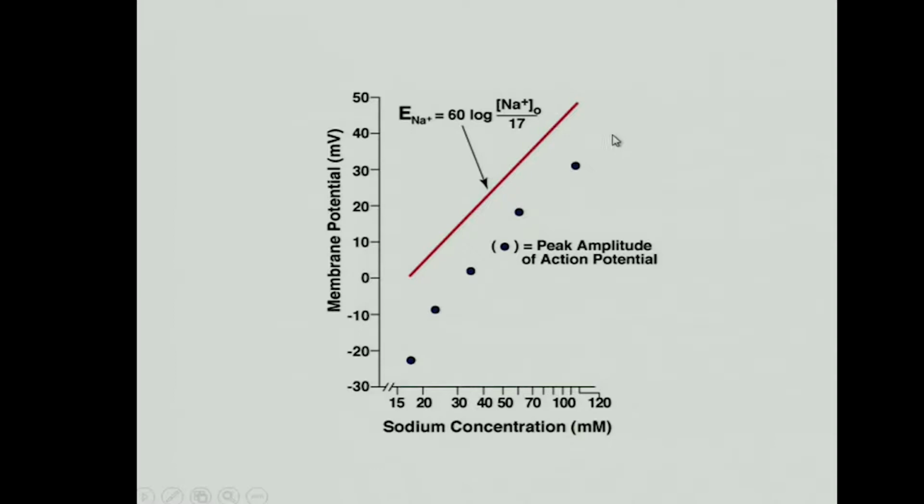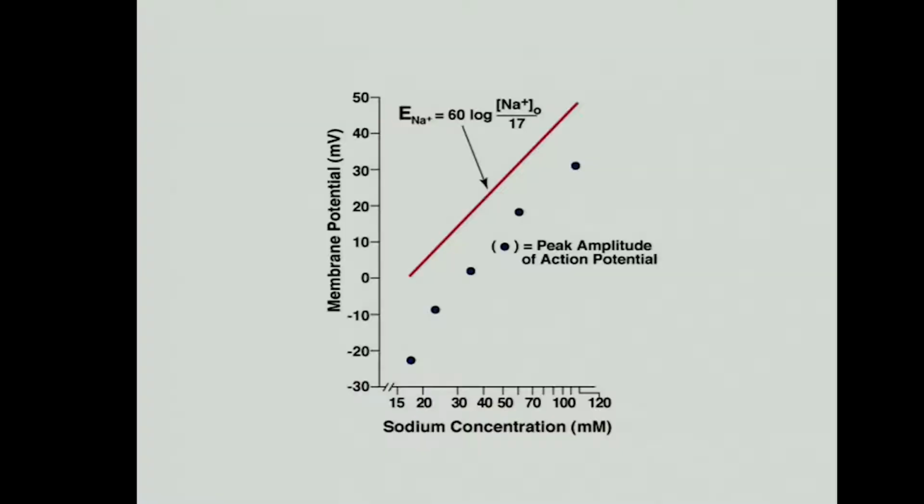between the shape of these two curves. But it's not perfect, and there's always a deviation in that the peak amplitude of the action potential is always less depolarized than you would predict based on a membrane that was exclusively permeable to sodium. Everybody see that? That's clear. So why do we have this deviation?